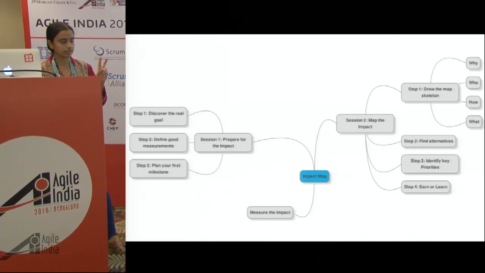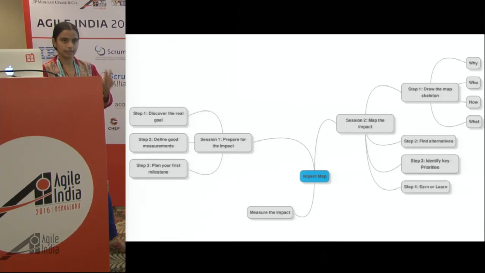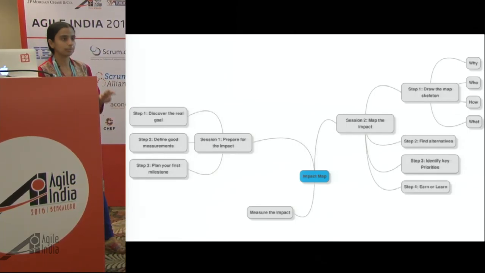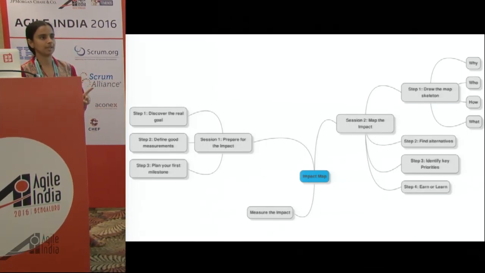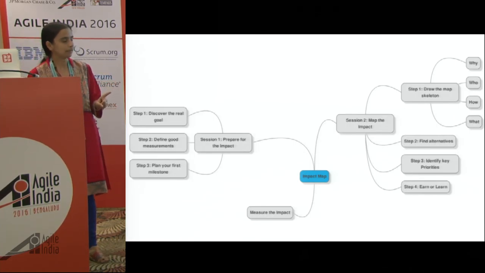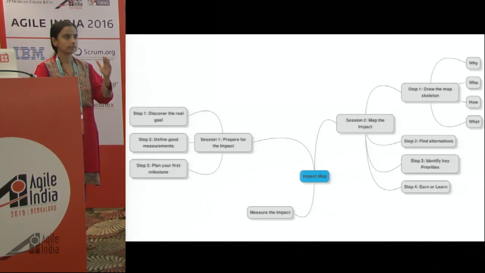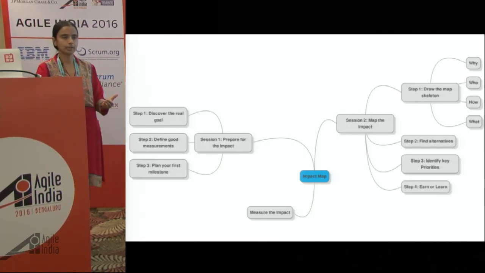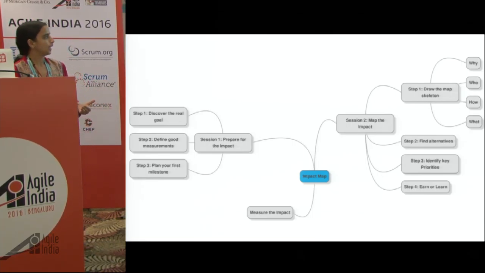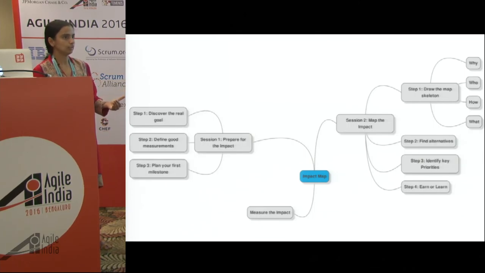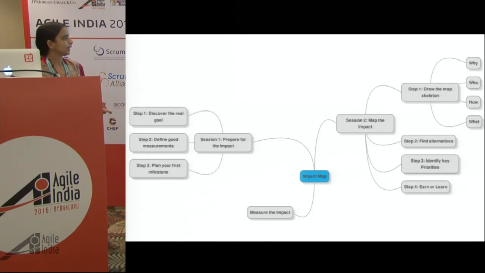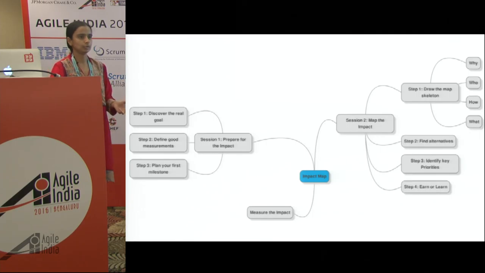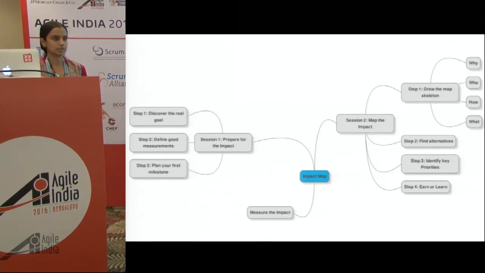So, impact map: two sessions of impact map. The first one is the preparation for the map, to identify the why, the goals of the current experiment. And the second one is the actual creation of the map. In the preparation step, identify the goals, identify the measurements, and plan your first milestone. And while creating the map, draw the skeleton, that is, answer all the rest of the questions: whom are we doing it for, why are we doing it, how are we doing it, and what are we going to do. And ask the question, is there any alternative that we can do so that we can get quick feedback? Identify the key priorities and focus on those. And lastly, do we really need a software to do that, or can we learn this much quicker?